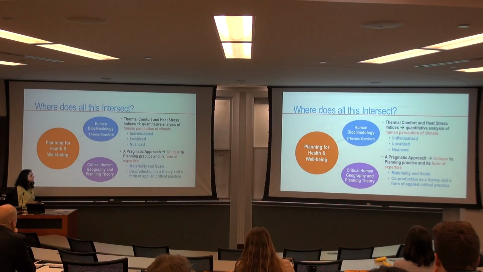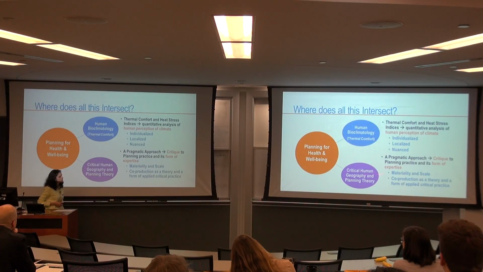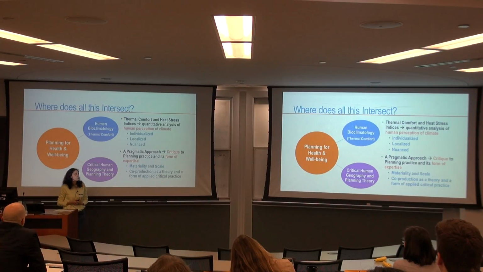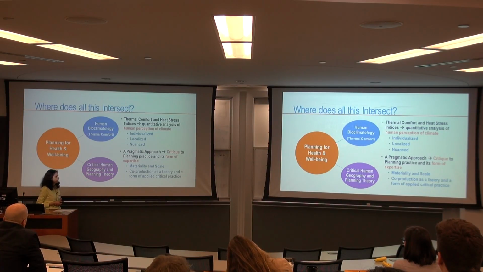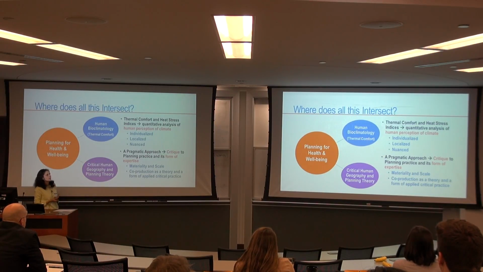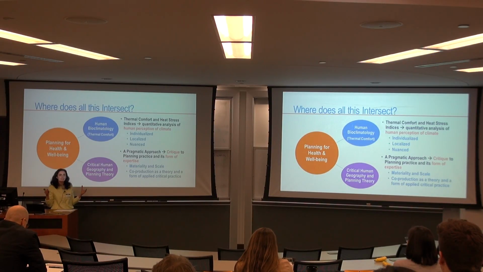So I'm focusing on planning for health and well-being. And to do so, I'm looking at two particular disciplines. Human bioclimatology, which is a sub-discipline of urban climatology, looking particularly at thermal comfort, and applying thermal comfort and heat stress indices as a quantitative analysis of human perception of climate. And the reason I'm using these is because they allow me to do a more individualized and particularly localized analysis of climate, and it can become visual, and so I can incorporate these into maps.